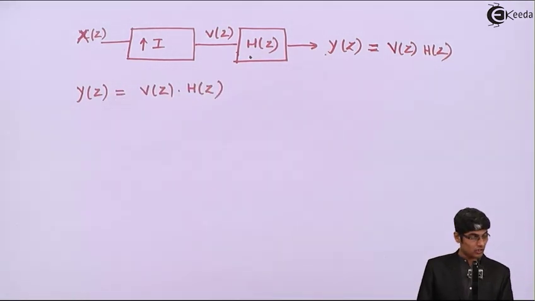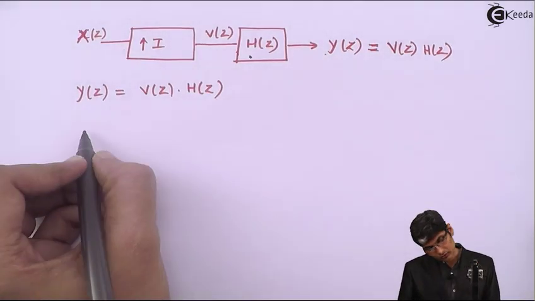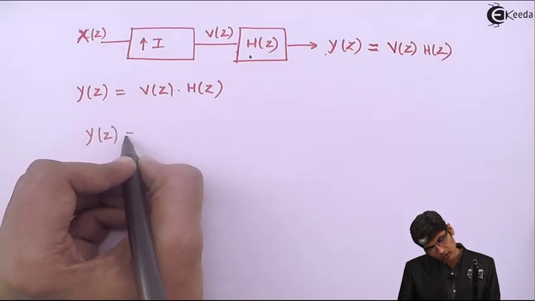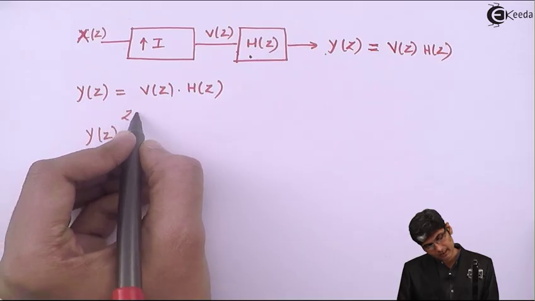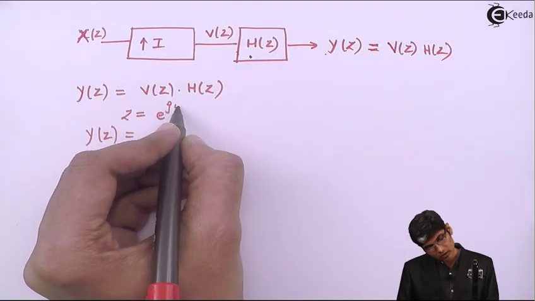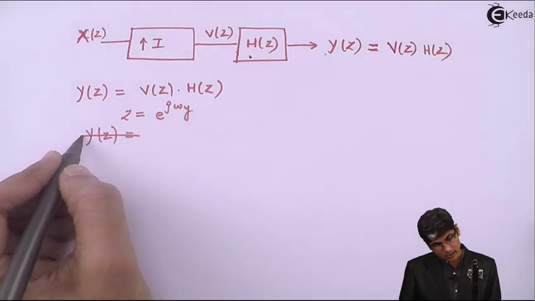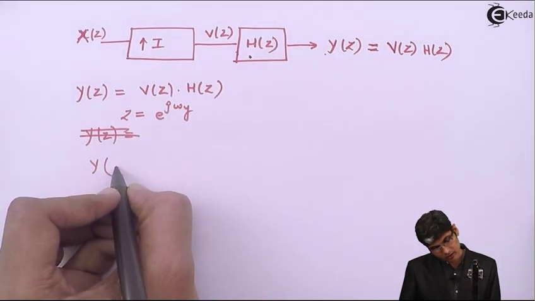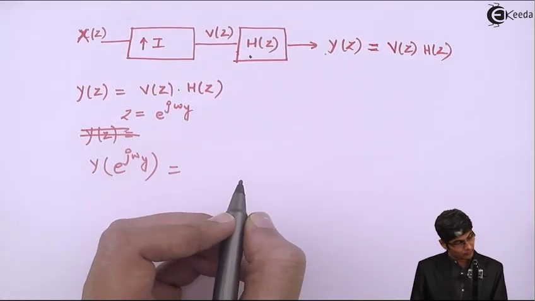But now h of z does not exist everywhere. It exists in some part. So of course y of z will also exist in some part. So instead of writing z, we replace z by e raised to j omega y now, because everything is in terms of omega y. And I will write y of e raised to j omega y, or just omega y, some books refer like that.